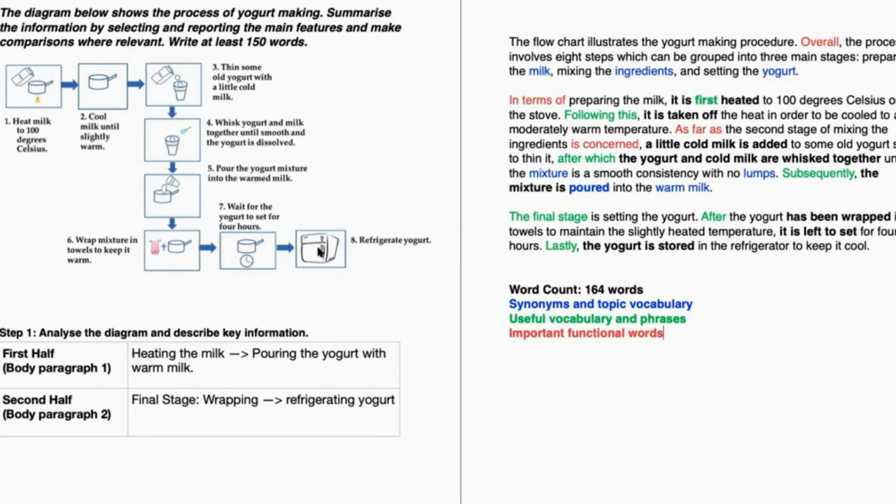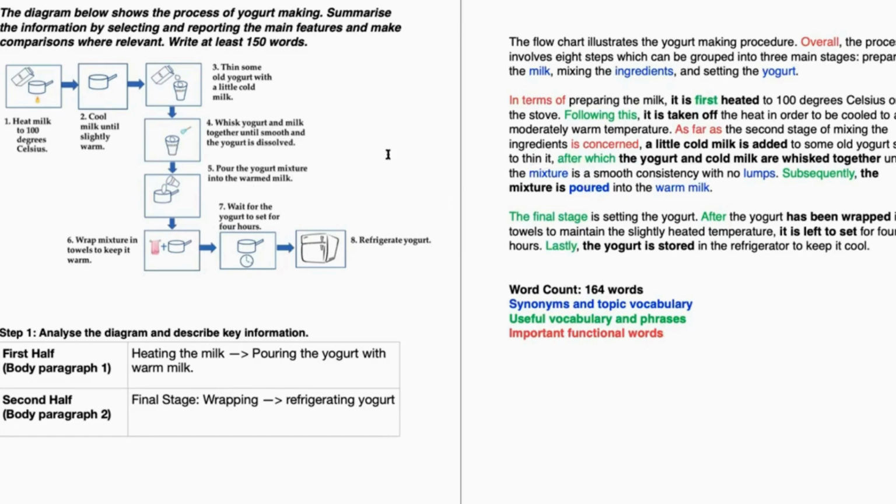We have definitely fulfilled the minimum, and we have talked about everything that needed to be said when it comes to this process. Let's first take a look at the blue words. These are synonyms and topic vocabulary. Basically, we see milk, ingredients, yogurt. Lumps is something that I added, which is good to know when it comes to whisking and baking. Then I have mixture, poured.